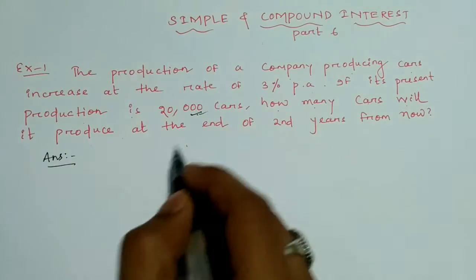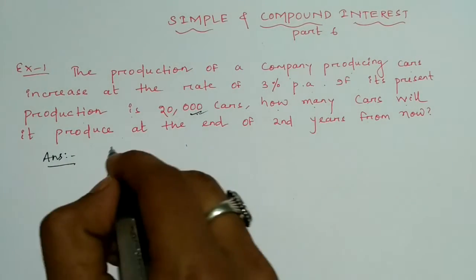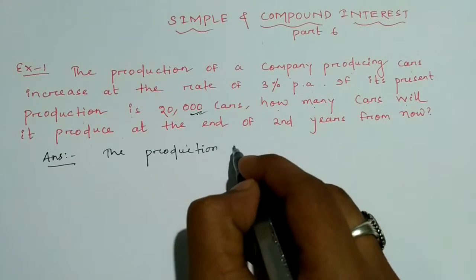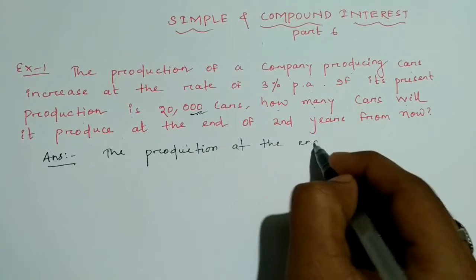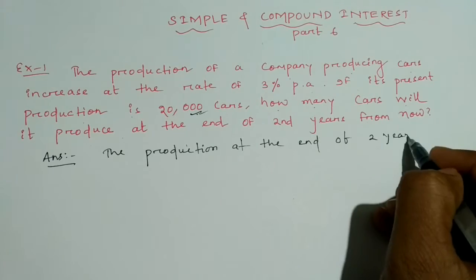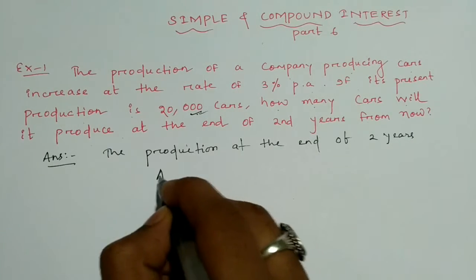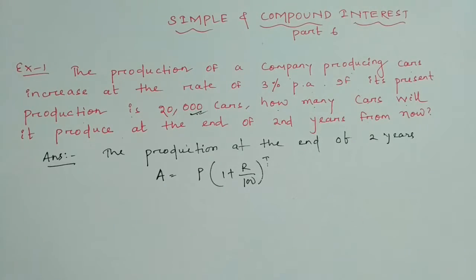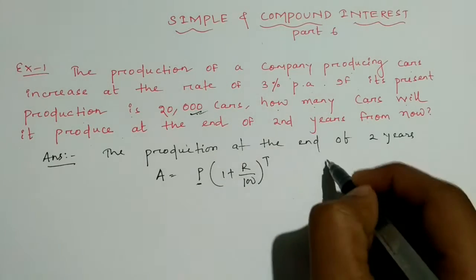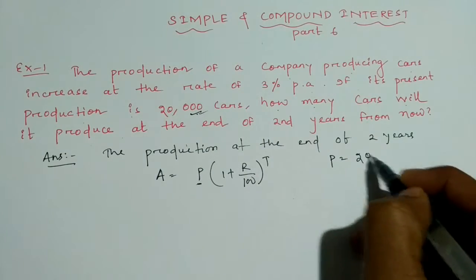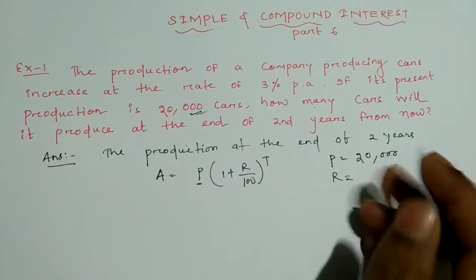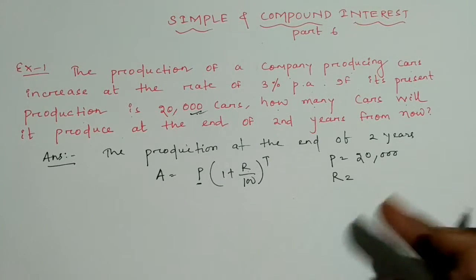So the production at the end of 2 years can be found directly using the formula A is equal to P whole 1 plus R by 100 to the power T. This is similar to compound interest. What is the P value? P is nothing but 20,000, the production. And R is the rate, how much percentage it is increasing.